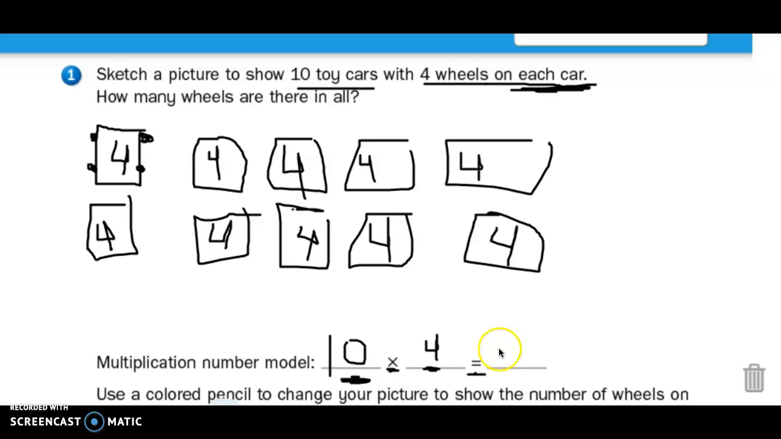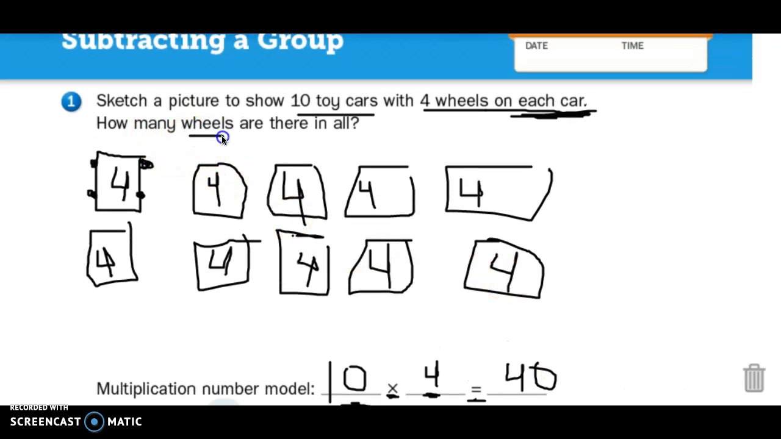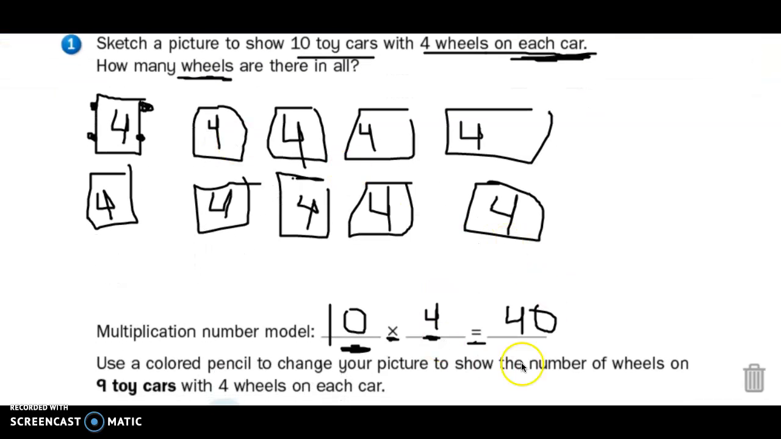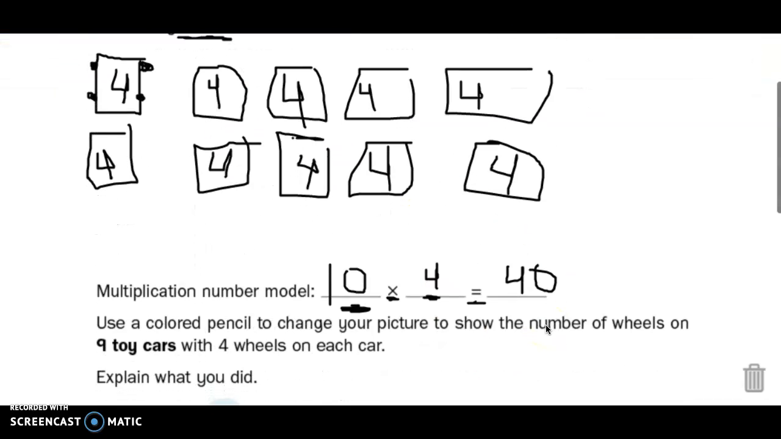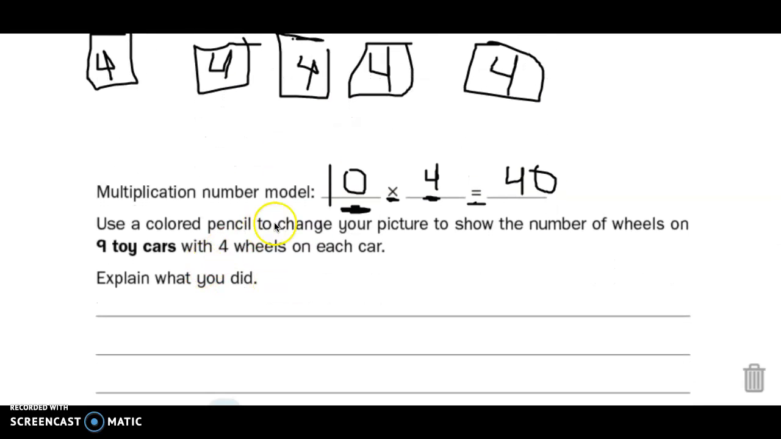10 times 4. Well, I know how to count my tens better, so I'm going to count 10 4 times. Count with me. 10, 20, 30, 40. Good. We have 40 cars? No, we have 40 wheels because that's asking how many wheels in all. So 40 wheels. That makes sense. 10 cars, 40 wheels.